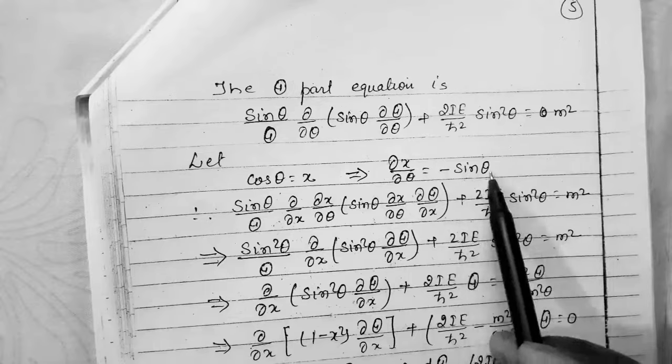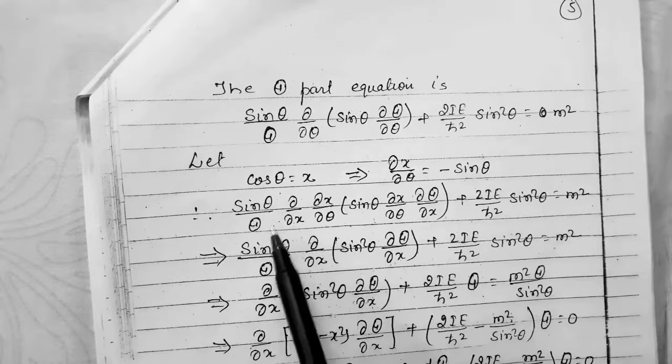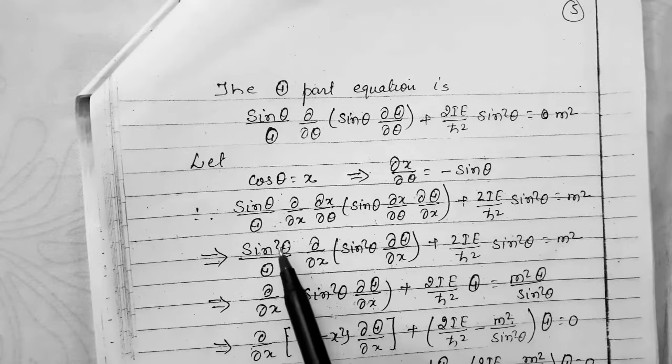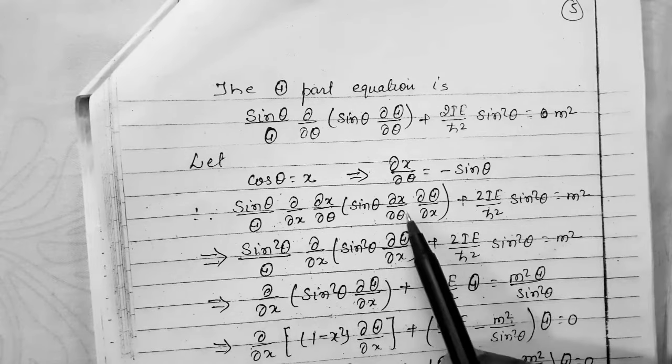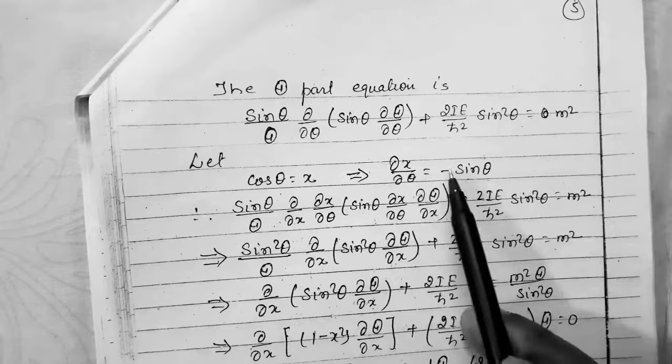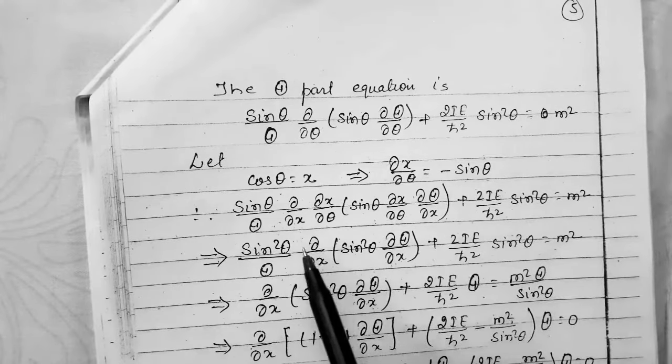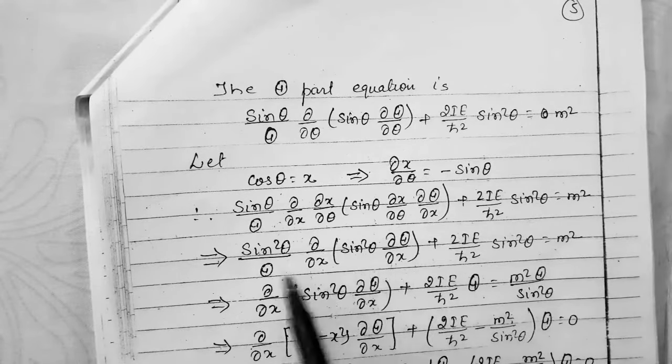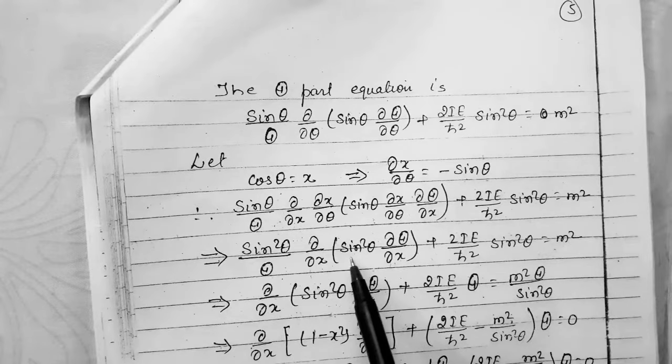We know that del x by del theta equals minus sin theta, and on multiplying by sin theta we get sin square theta. In the similar way, del x by del theta is sin theta, so this negative sign and that negative sign will cancel each other out, and we are left with only sin square theta as well as sin square theta.